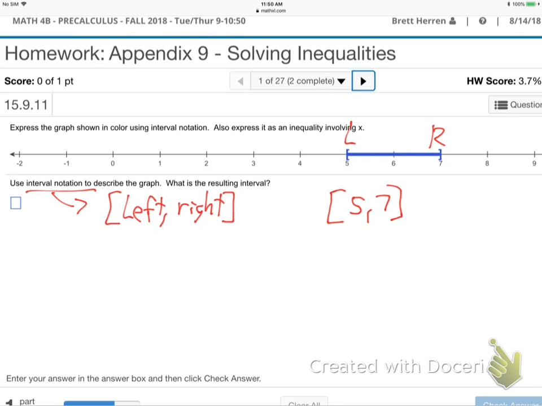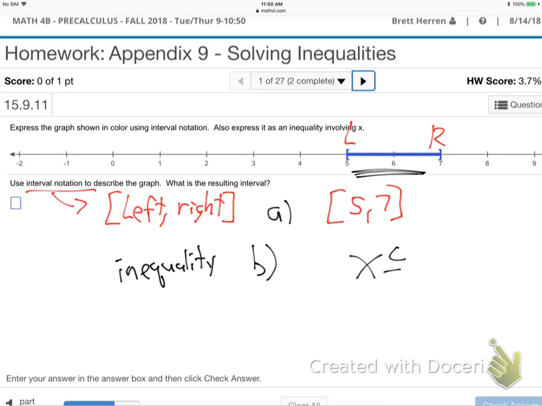In part B, they're going to want me to write it as an inequality. Basically, I'm saying the same group of numbers, all the numbers between 5 and 7, in 3 different languages. It's like saying 1, uno, and 1 in some other language. I'm saying it on a graph, with interval notation, and now with X's and greater thans and less thans. So how do you say that?